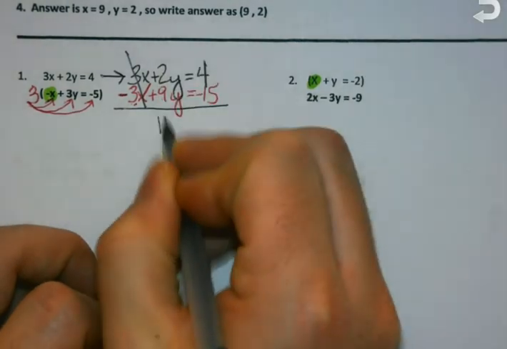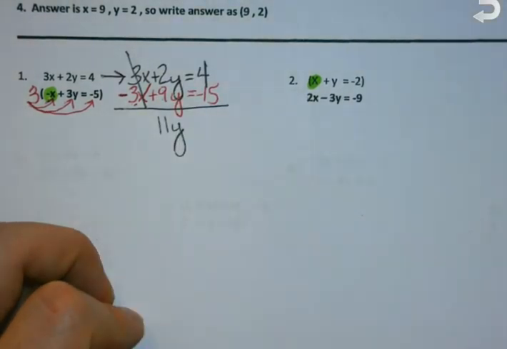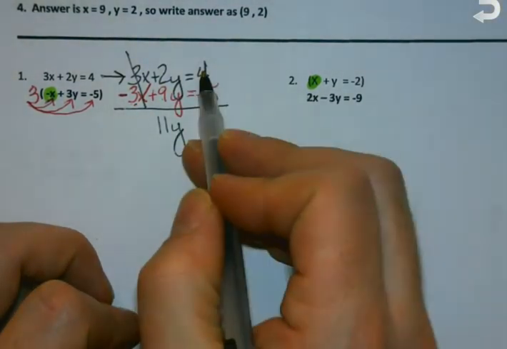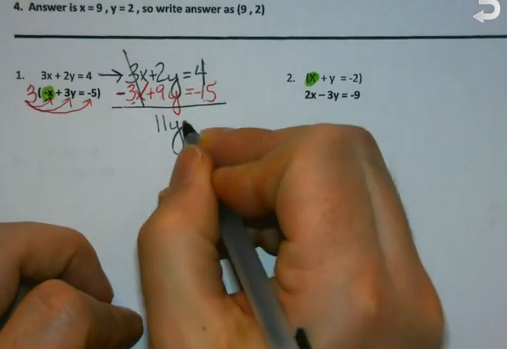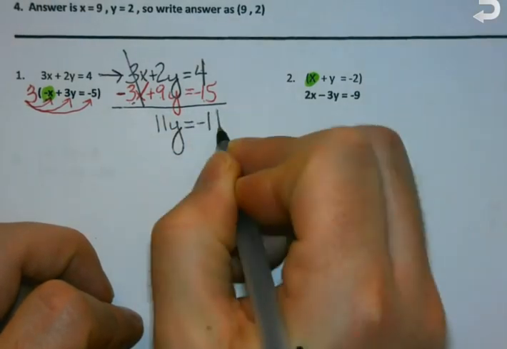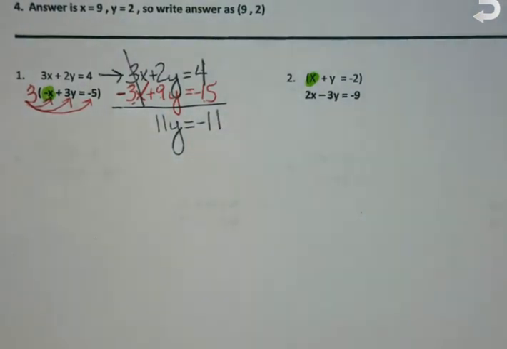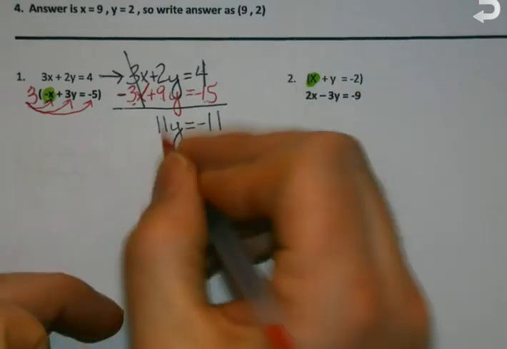2 plus 9, 11. 4 plus negative 15 is negative 11. And what's my one step to get y by itself? Divide by 11.